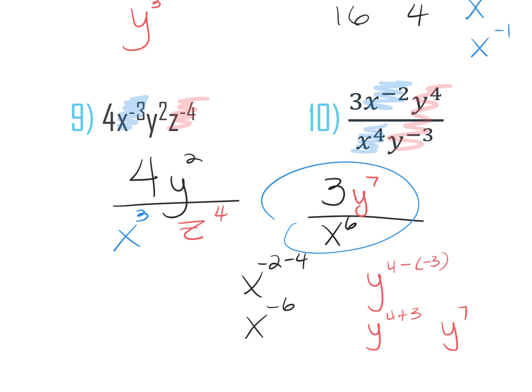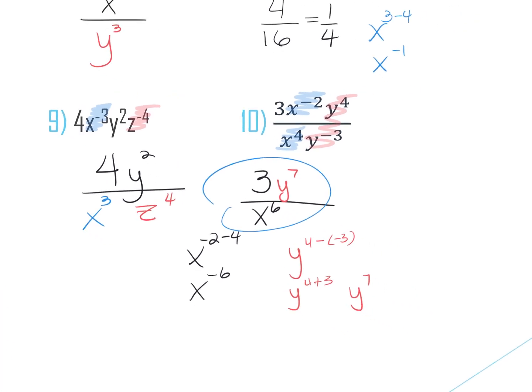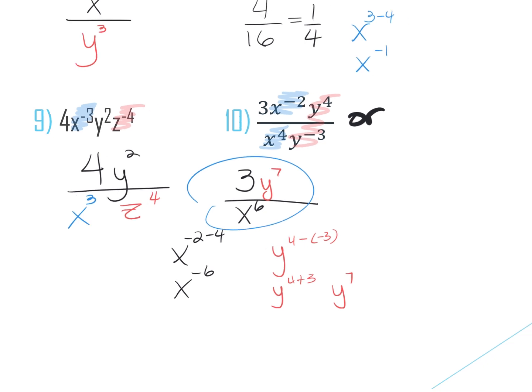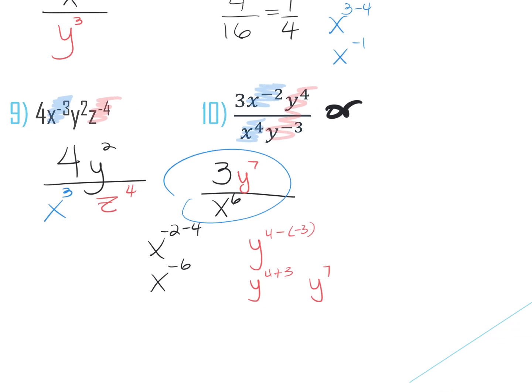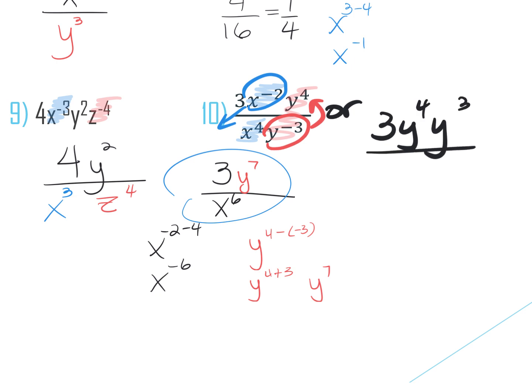The other way that you can do it, and again, you can choose, is you can also take the exponents that are negative and move them. So for example, I would take this one, move it to the bottom. Take this one, move it to the top. So if I do it that way first, I'm going to get 3y to the 4th, y to the 3rd, over x squared, x to the 4th.